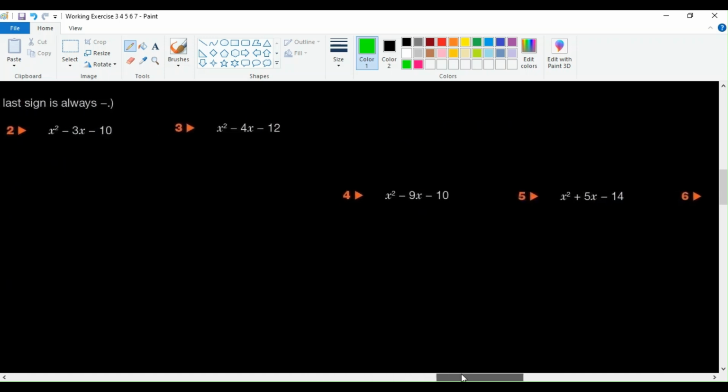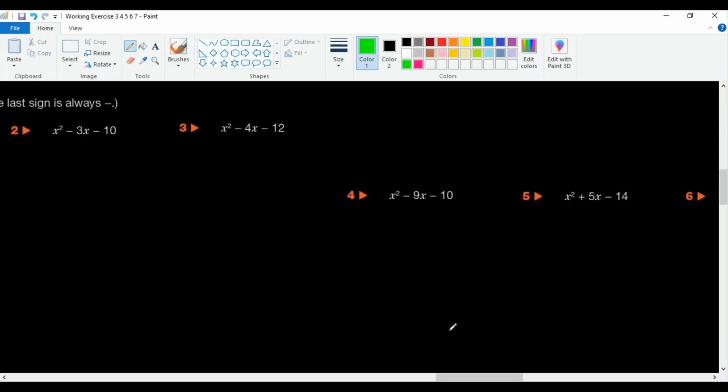Moving on to question number 2. In here I know very well how to get 10, 2 and 5. So I will write x square as it is, no change, and minus 5x and plus 2x gives us minus 3, and 5 times 2 is a 10. So x minus 5 comes in one bracket. Second bracket I will copy down the same thing once again, and plus 2 I will write like this. So x plus 2 and x minus 5 are the two factors for this expression.